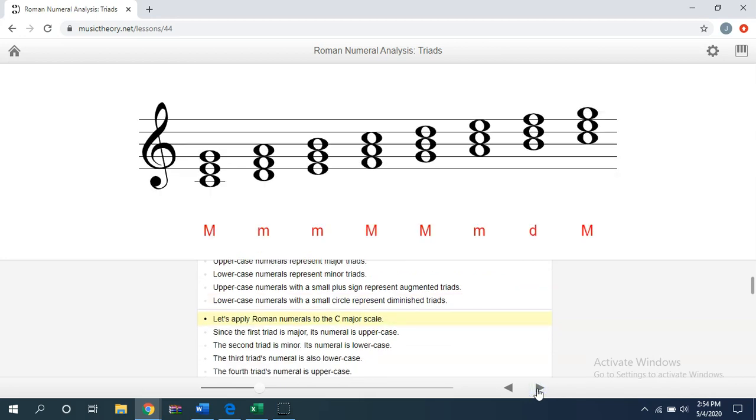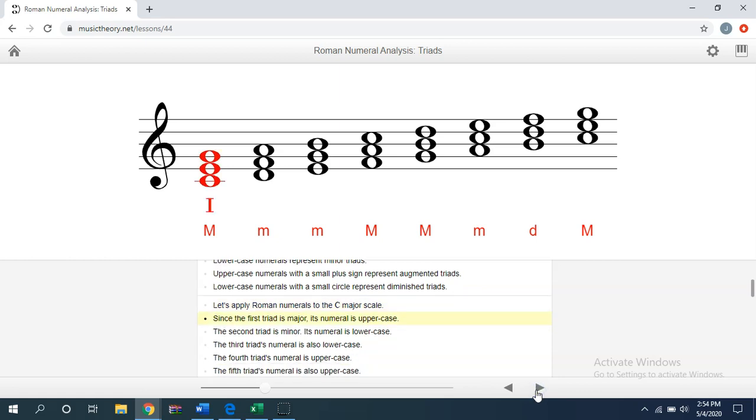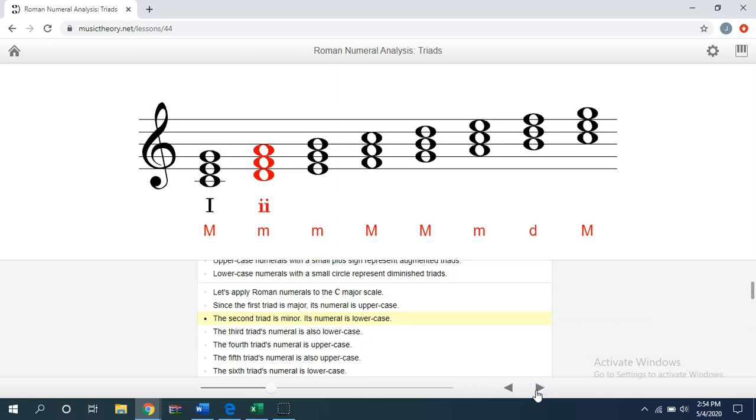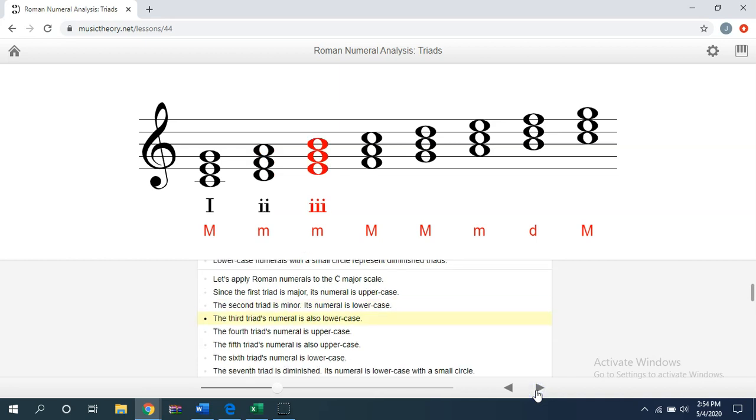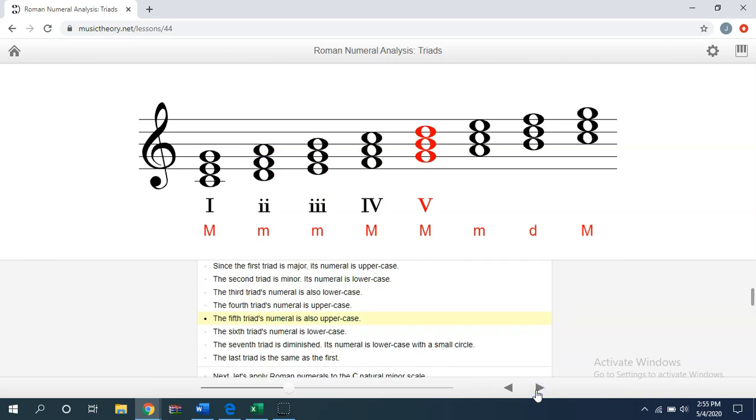So let's look at the C major scale. Capital M means it's a major triad. Lowercase m means that it is a minor triad. We learned these, but now we're going to look at what they look like with Roman numerals. First triad is major, so it's going to be an uppercase I. Second triad is minor, so a lowercase ii. Third is also lowercase because it's minor. The fourth and the fifth are both major, so they're going to be uppercase Roman numerals.